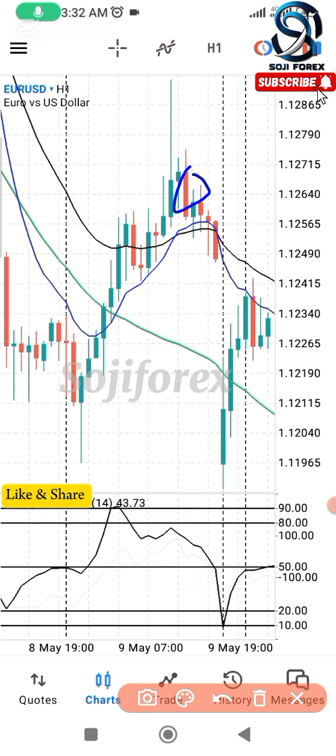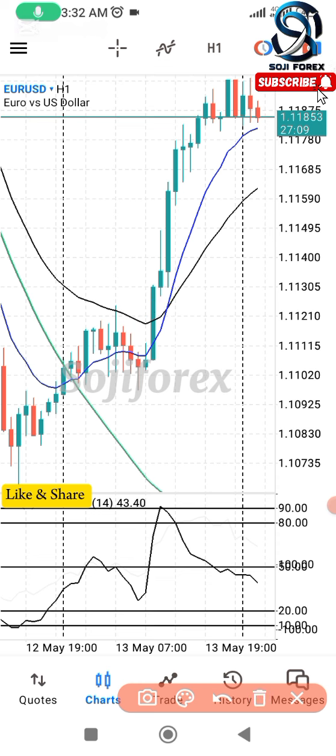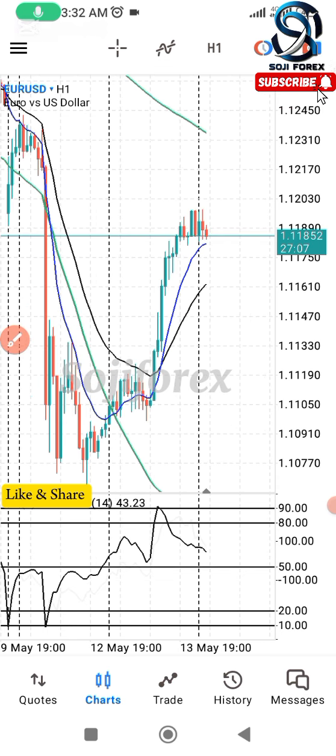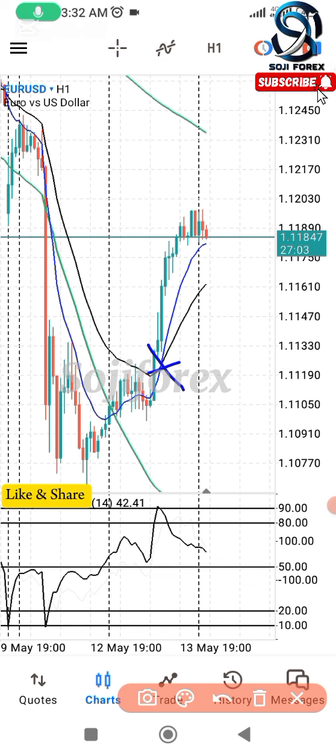So in this scenario now, we had this cross. So price has crossed here. So what do we do? What exactly do we do? The moving averages have crossed. So what do we do? If we must buy now, we must wait for price to pull back into our moving average.